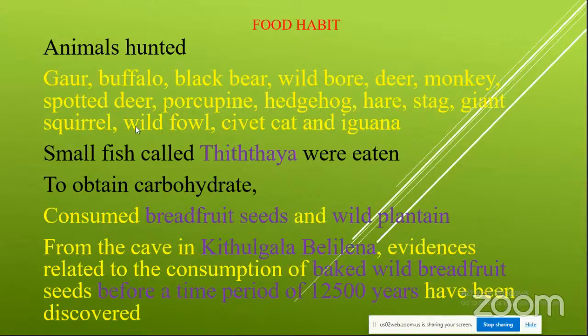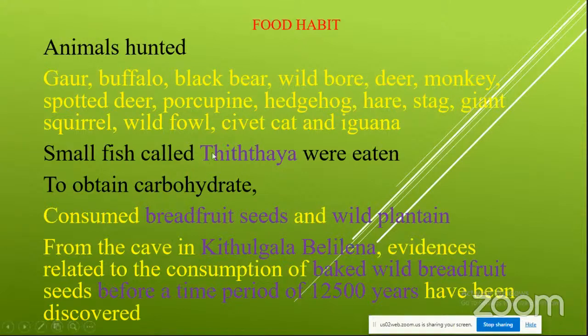even for the food habit alone, and how we can divide the headings when we are writing a full essay type question. Normally they hunted animals like these. These are the animals that were plentiful in Sri Lankan forests, like deer, monkey, wild boar, spotted deer. You should not learn everything by heart. You can just learn two or three, and then you can write animals like buffalo, black bear, wild boar, deer, monkey, etc. That's it, right?